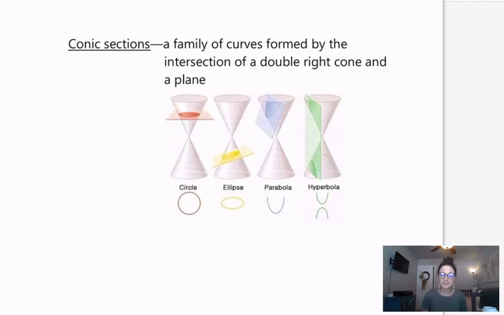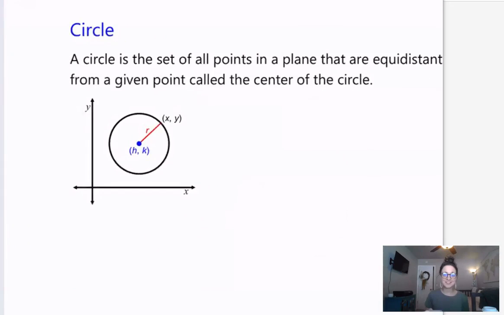Just a little reminder of conic sections. Again, conic sections are a family of curves formed by the intersection of a double right cone and a plane. And we've looked at the parabola so far, right? And today we're going to look at the circle as well as the ellipse. So let's take a look at the one you are probably familiar with already.